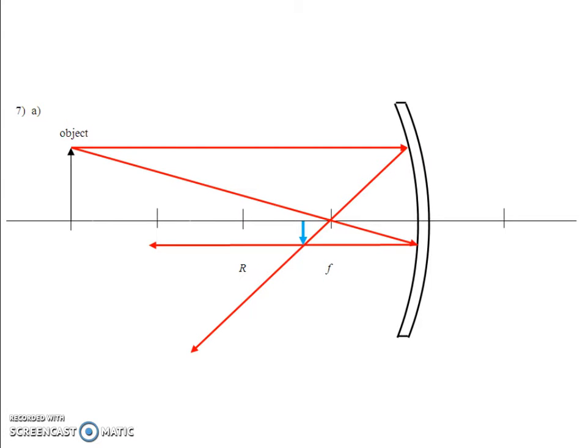Is this a convex or concave mirror? This is concave. We always want to remind ourselves of the shape of the mirror. The light's coming in this way, it's caving in around it. Does that make it converging or diverging? That makes it converging. If at any point you did any of this wrong, you've got to pause the video and try it again.